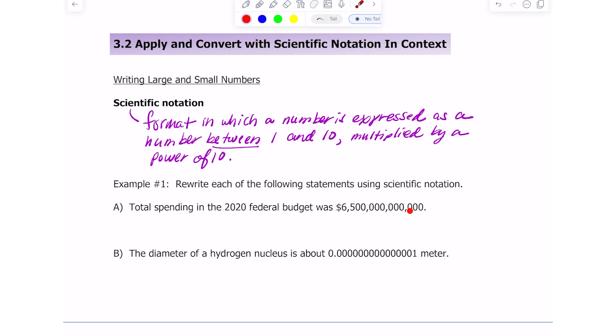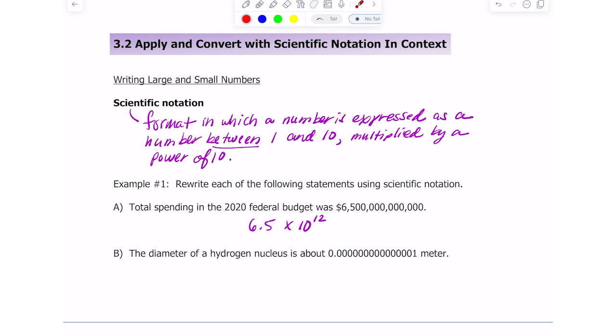So if I move the decimal back 3, 6, 9, 10, 11 spaces, it takes me to the number 65, and that's not between 1 and 10. So I have to move it one more time, and now I have 6.5, and I just moved 12 places to the left. So that number is 6.5 times 10 to the 12th.